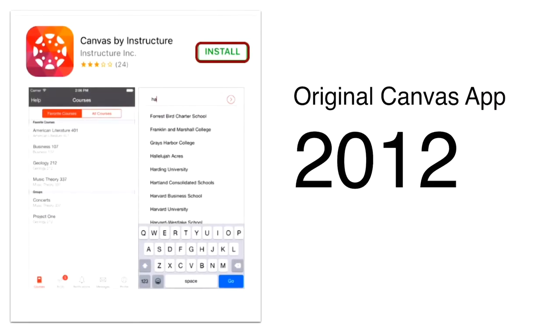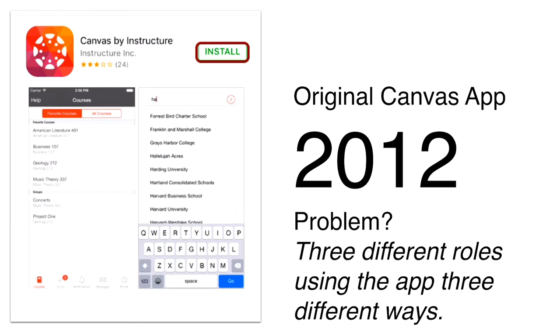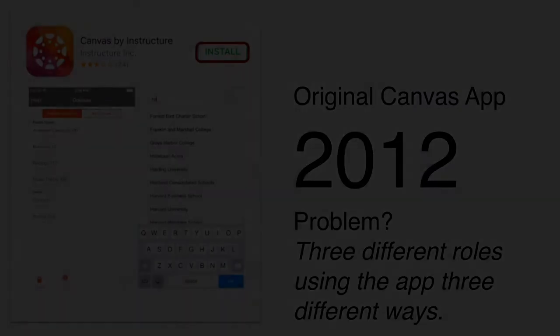So the first thing I want to point out is a little history lesson: Canvas had an app originally back in 2012. You can see here it had 24 reviews and only 3 stars. The problem with this app was it was designed for 3 different audiences, and so you had 3 different audiences disappointed in what the app had to offer. 3 different roles using the app 3 different ways. You just had 3 different people being disappointed.